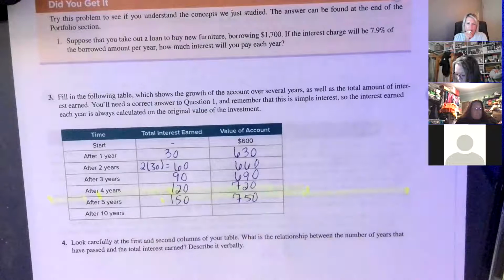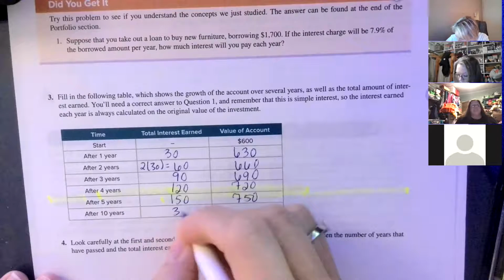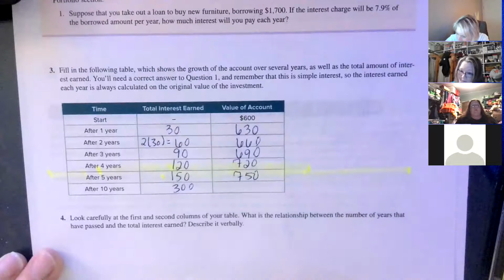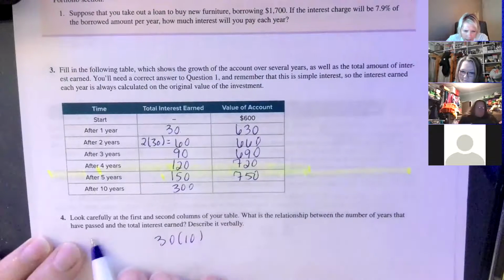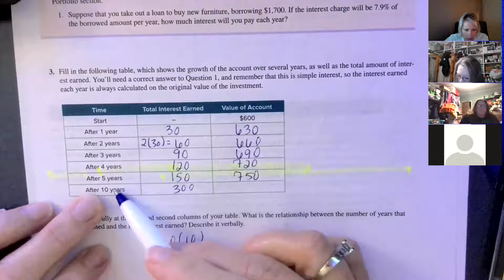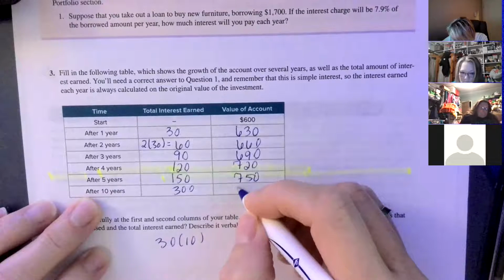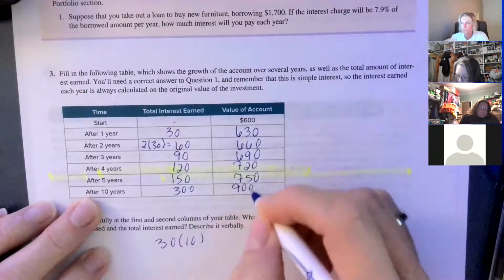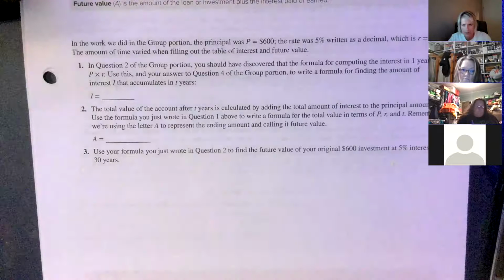And what about after 10 years? 300. How'd you get that? 30 times 10. Okay. And so they're asking us down here how we got that, each of these. So you can see that you just take the number of years past times 30, right? So this would be 900. Any questions on that table?